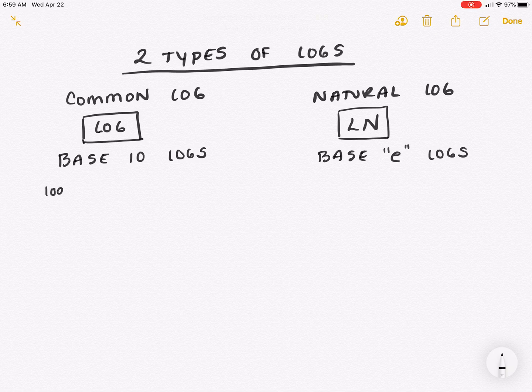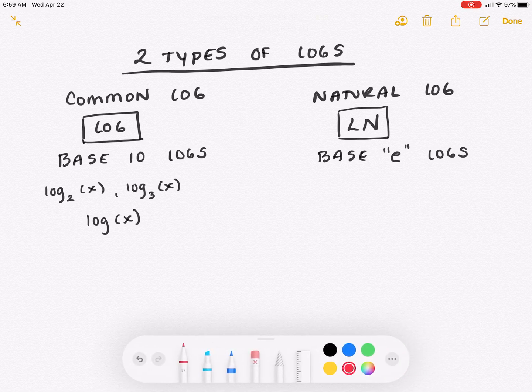So some logs have base 2, okay? Some logs have base 3, but some logs just say log of x, like what we saw in the beginning when we were making our graph. It is assumed, if I don't see the base, that this is going to be a base 10 log, and that is assumed.